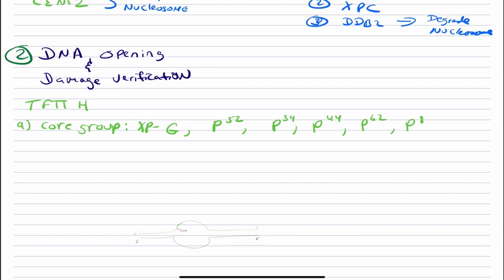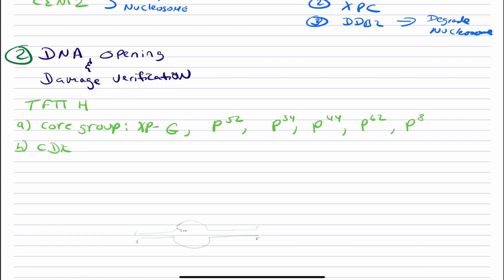This is the number 8, P8. This is what makes up the core group of proteins. Now, the next group, group B, are your cyclin-dependent kinases, the CDKs. Essentially, there's cyclin H, and then MAT1 also.